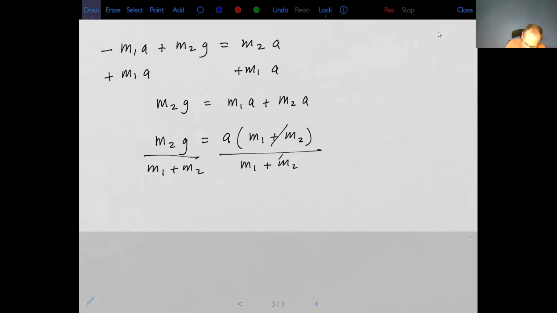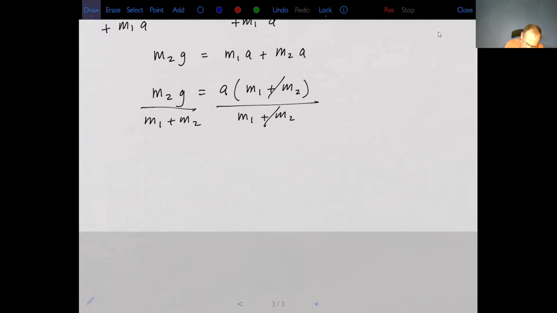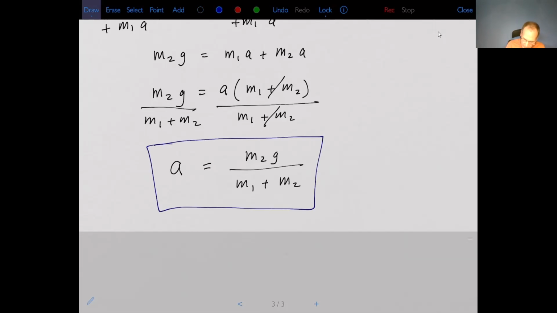So this will cancel, and what I get, writing A on the left-hand side, is A equals m2g divided by m1 plus m2. And that was what we're looking for. This is the theoretical acceleration of that system. So when you're asked to calculate the theoretical acceleration, that's what you want to use to calculate it.